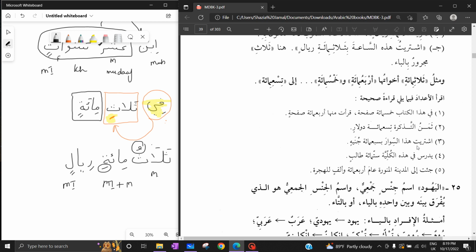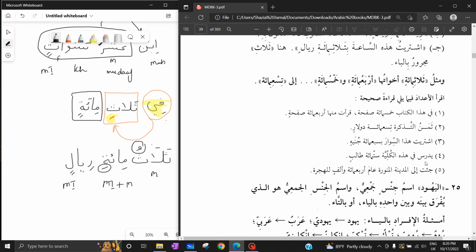Ishtaraitu, fail and file, jumla failia. Hazas. Siwara. Siwara is a compound word taken as one word. Ishtaraitu haza siwara is maful bihi. B harf jar. Sab'i, ain with kasra. Mi'ati junaihin. Junaihin is actually the name of the currency, maybe of Sudan. Junaihin. Okay. And siwara is bracelet.